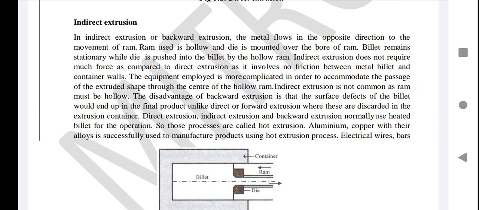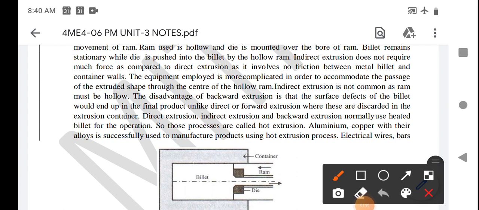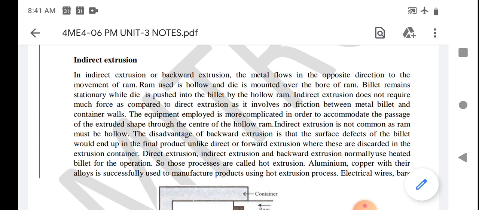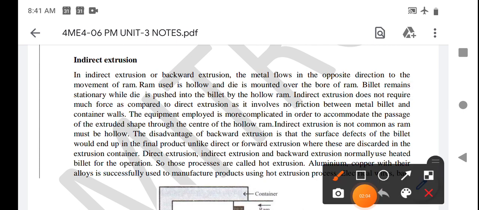As you see in this figure of the indirect extrusion process, the ram, as you see from the side, is hollow in shape. The hollow cavity is the die, and the shape is produced in the extruded material. When the force is applied in indirect or backward extrusion, the metal flows in the opposite direction.